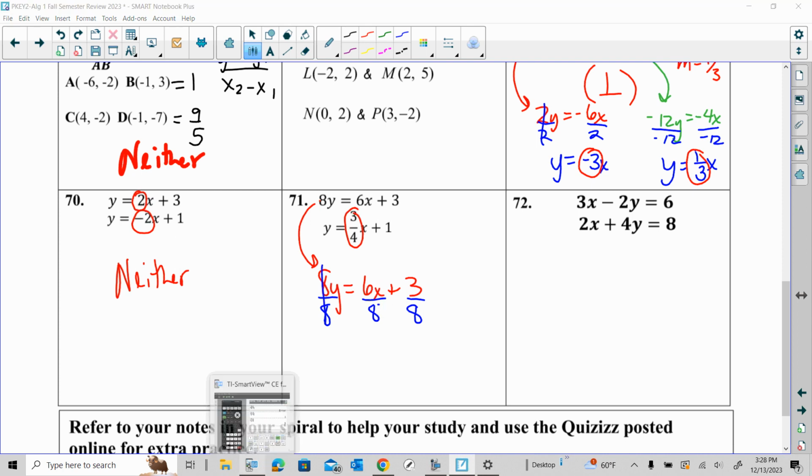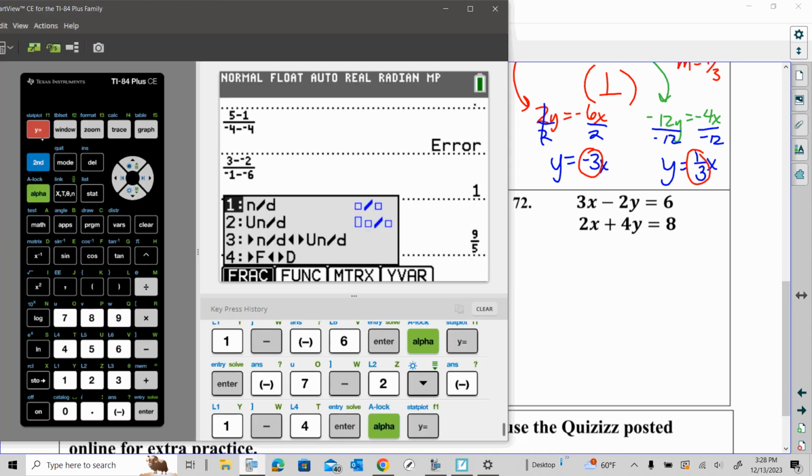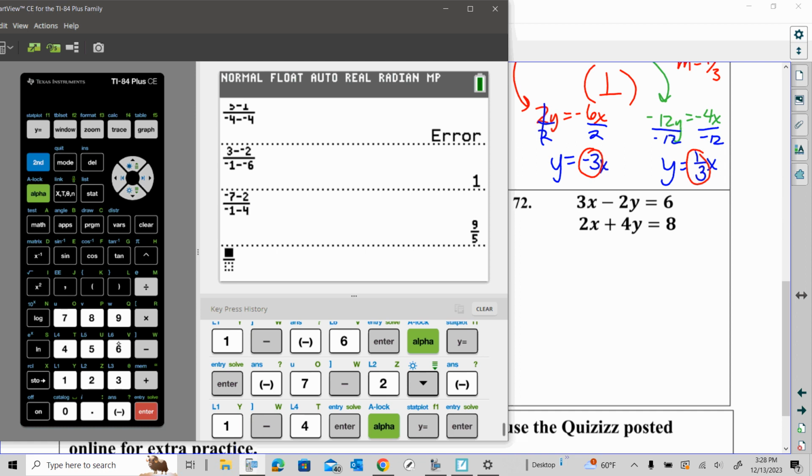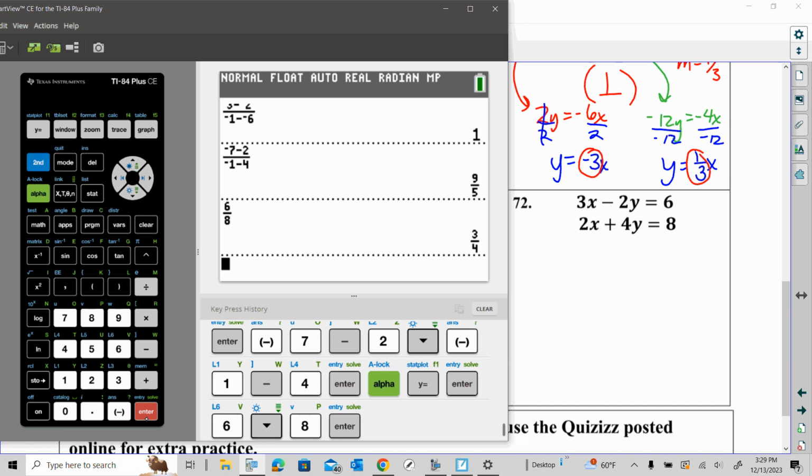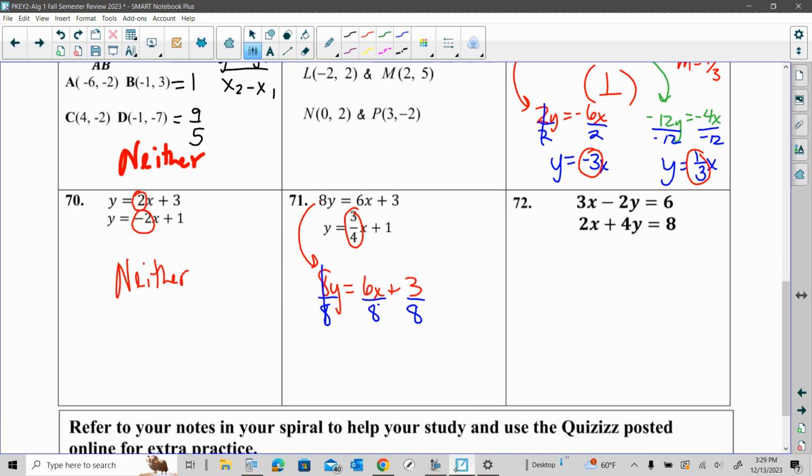If you're not sure, you can always use your calculator to do that for you. Okay. 6 on top, 8 on bottom, hit enter. There it is. It reduces to 3/4. So y equals 3/4 x plus 3/8. The beauty about this is I can see my slope. Look at that. We should have parallel.